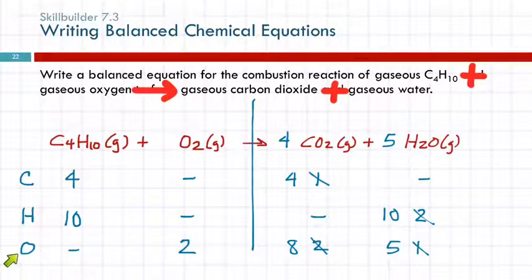Then I go down here to oxygen. I have 2 oxygens on the left. I have 8 plus 5 on the right. That's 13. So how do I get 13 oxygens when they come in pairs?